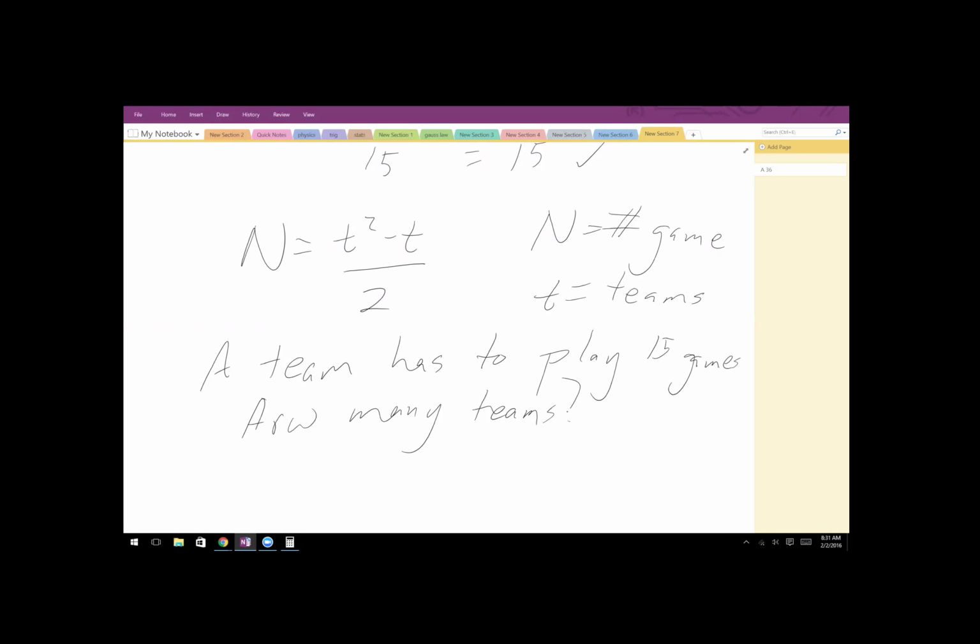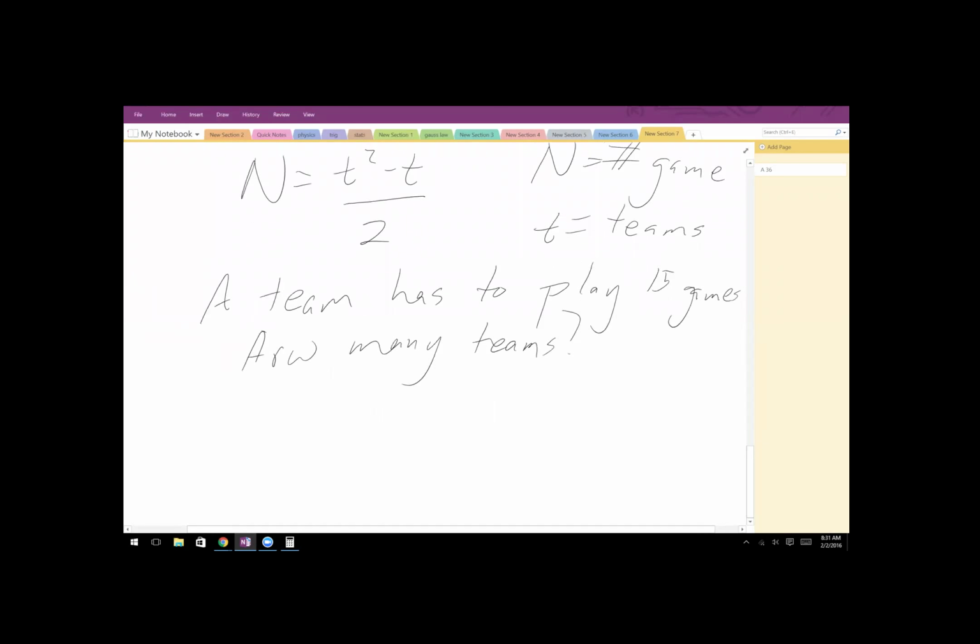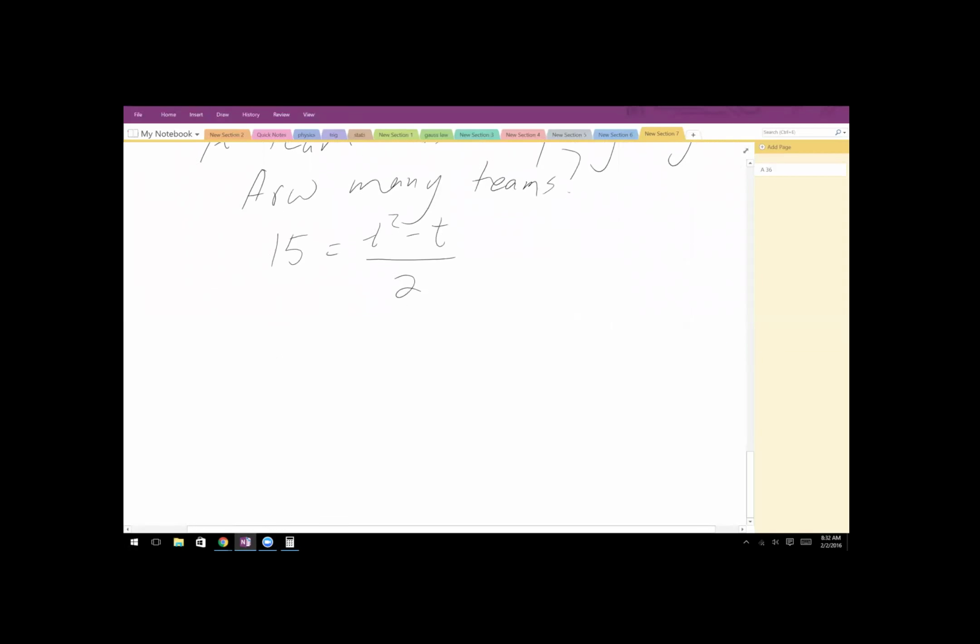Why is 15 the N and not the T? Yeah, you just have to read what it says. It says N is supposed to be number of games. It says we play 15 games. So I just change the N, make it a 15. And then we can solve it from there. We'll cheat the first time, and then we'll solve it the real way, too.